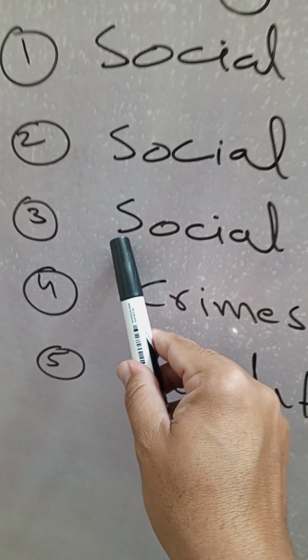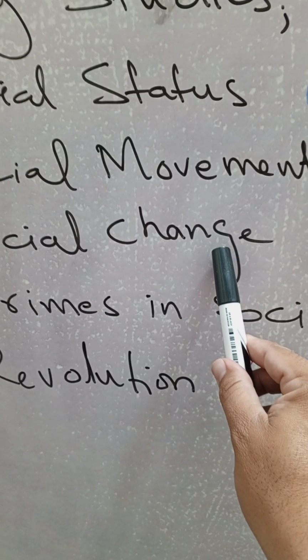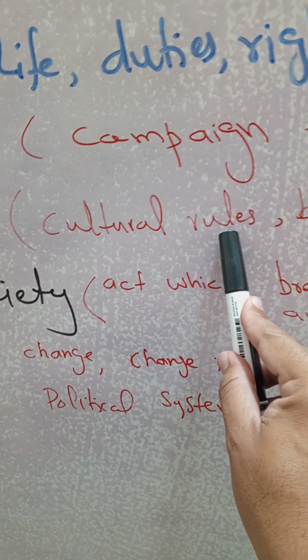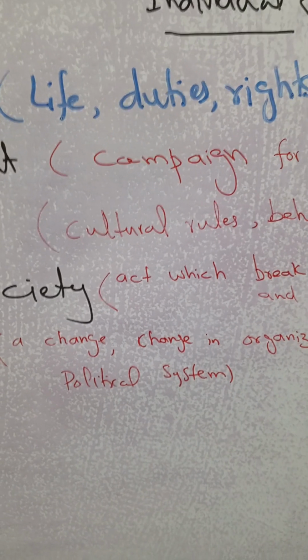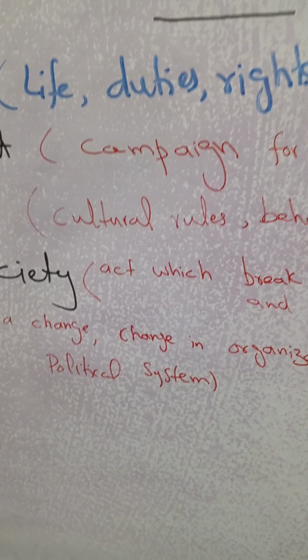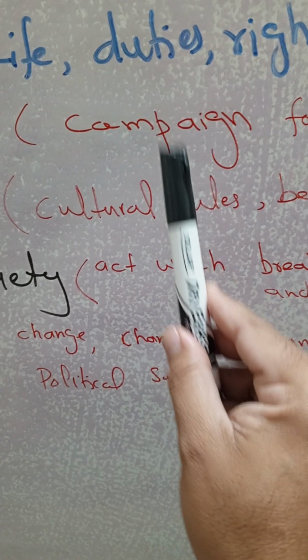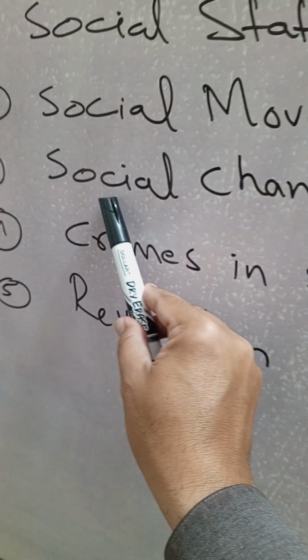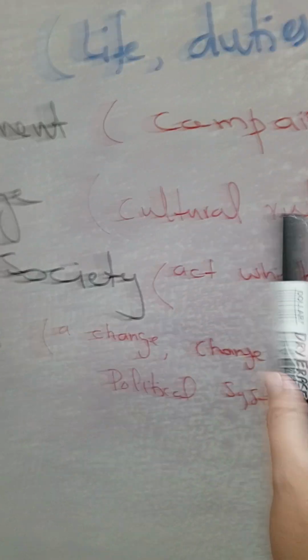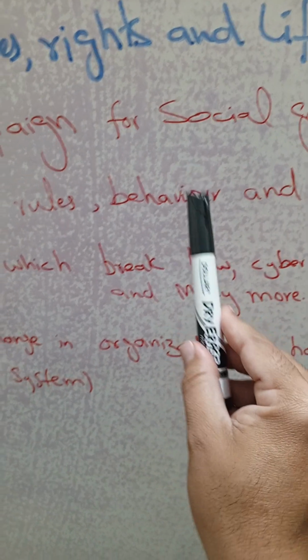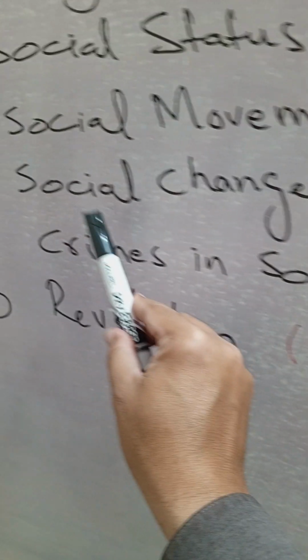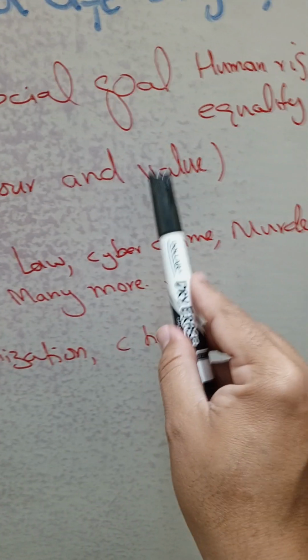The third thing which we study in sociology is known as social change. What is social change? Every society is a group of individuals, and every society has its members. Whenever the cultural rules and cultural values of the society change, that is called social change. Similarly, when the behavior of the members of society changes, or when the values of society change, that is called social change.